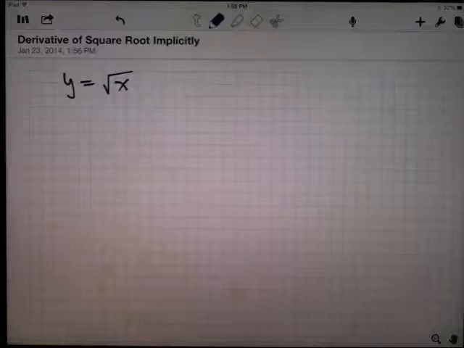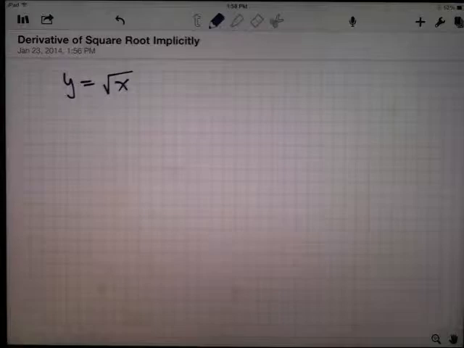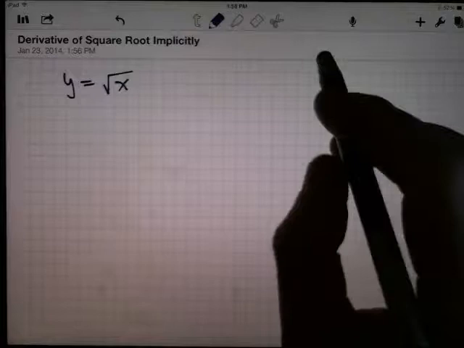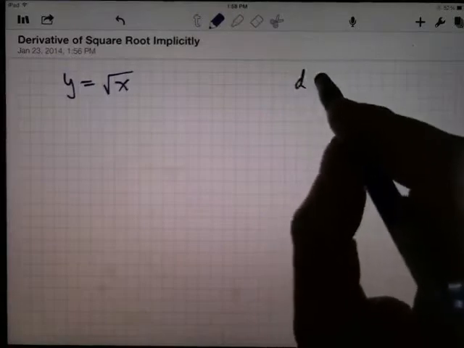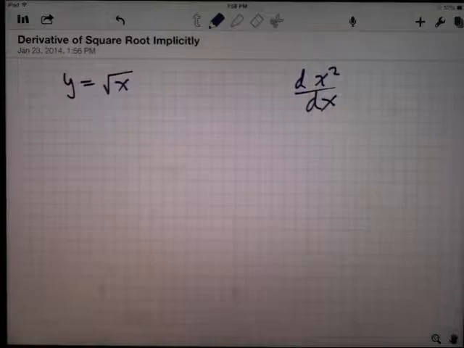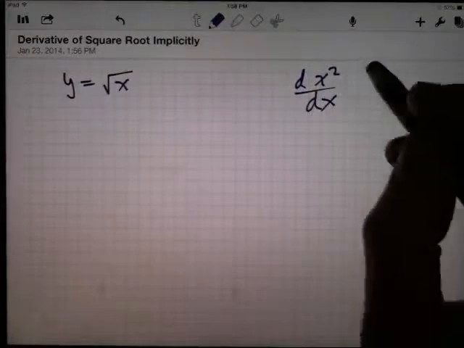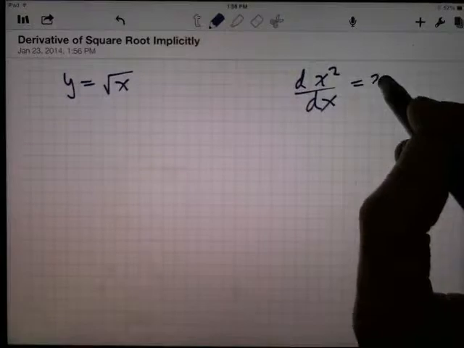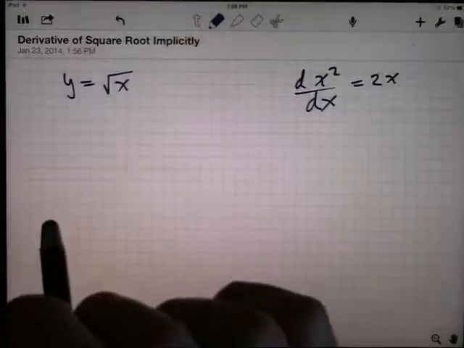All right, I want to take the derivative of the square root function. Actually, I already know how to take the derivative of the square root function, but I want to look at it from the point of view of knowing the derivative of its inverse. I know how to take the derivative of x squared, and I know about derivatives of inverse functions. Right? So the derivative of x squared is 2x. Let's see how that applies here.